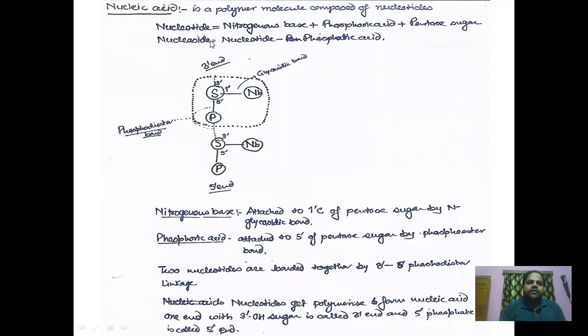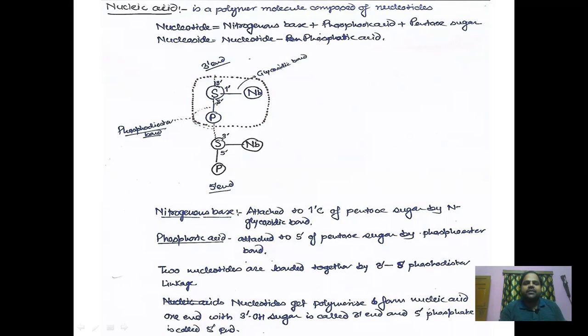And if we talk about the nucleoside, there is no phosphoric acid in it. It means if we remove the phosphoric acid from the nucleotide, then it will be called a nucleoside. So here we will see the structure of a single nucleotide.